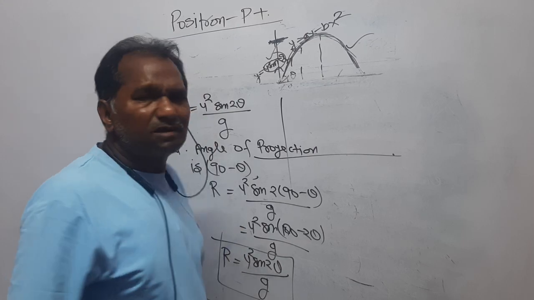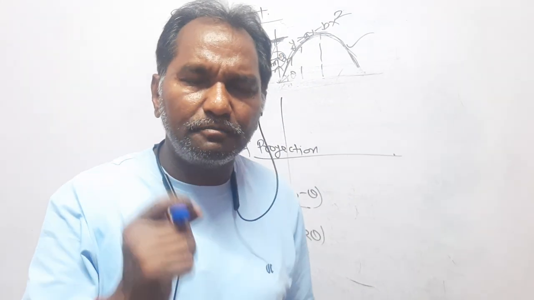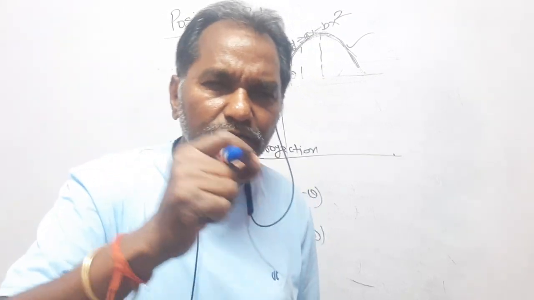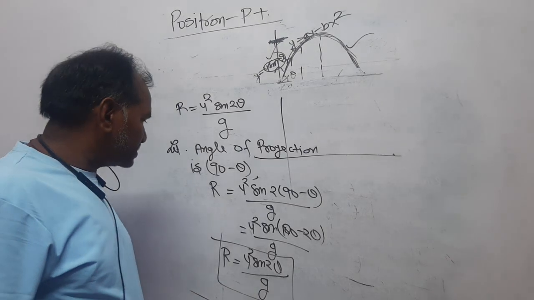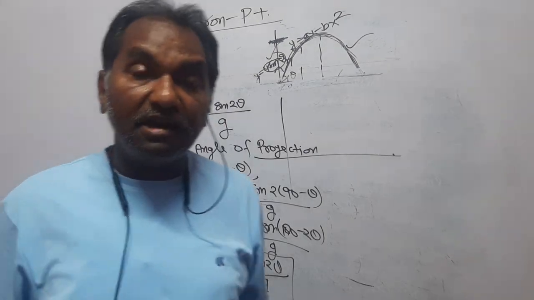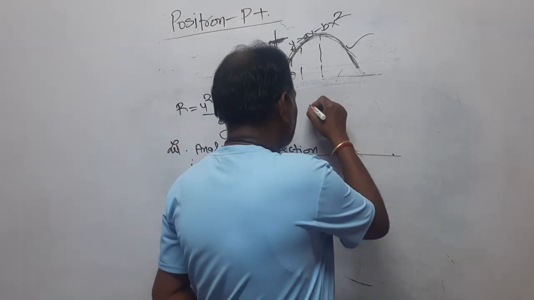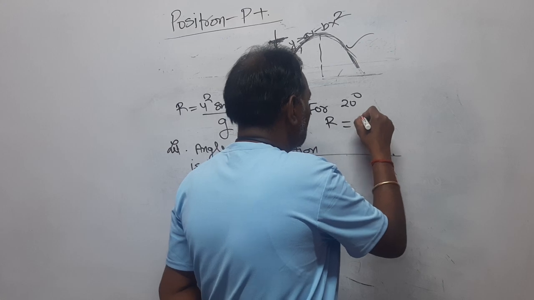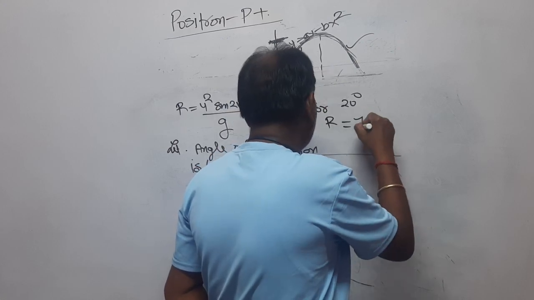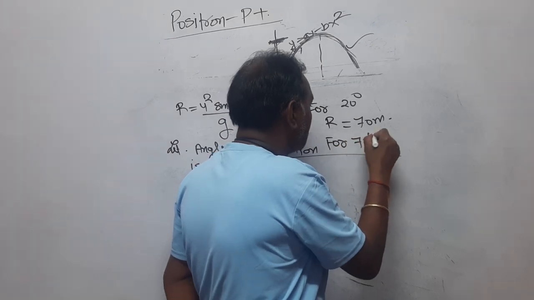Now it means whether the angle of projection of the projectile is either theta or 90 minus theta, in both the cases, the range would be the same. Like a question might be asked, for 20 degree the range is 70 meter. Then for 70 degree, if the angle of projection is 70 degree, then what would be the range?